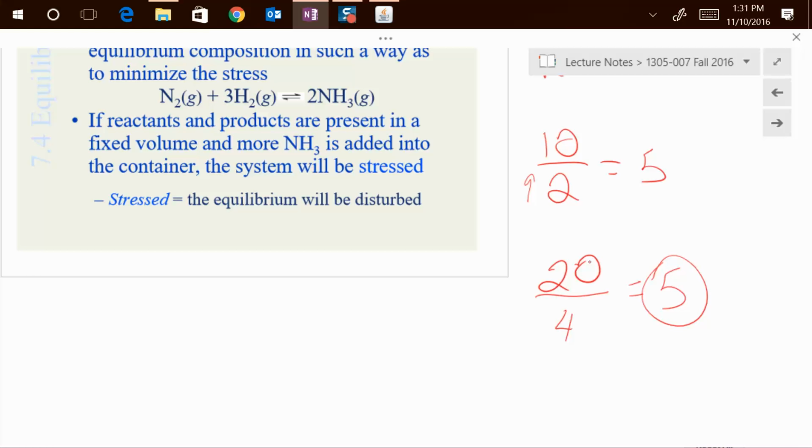So if you irritate the reaction, it's going to shift until it gets back to equilibrium.